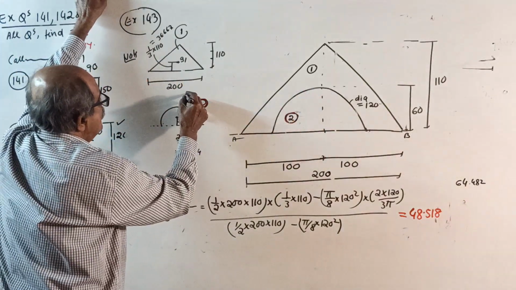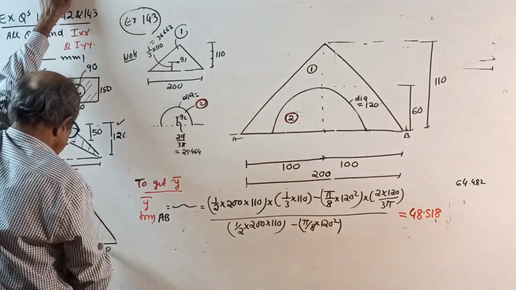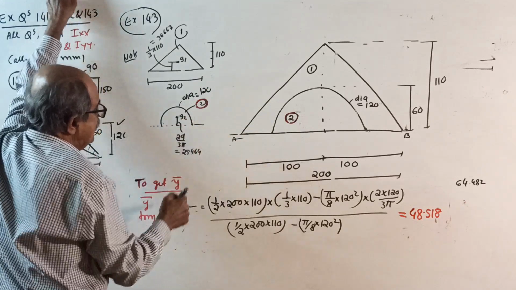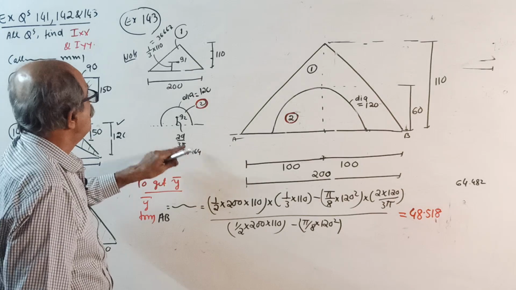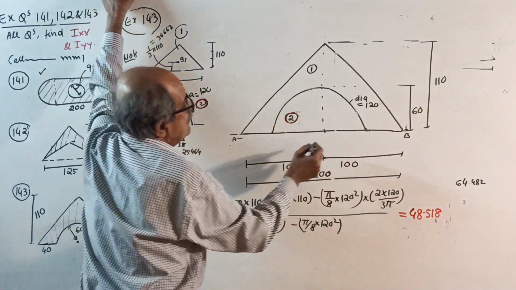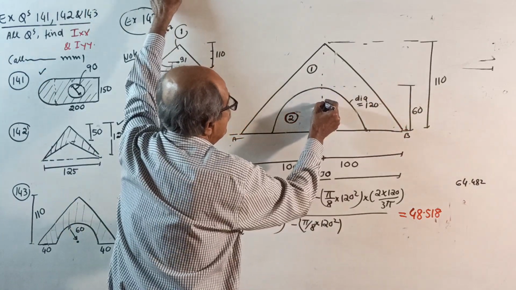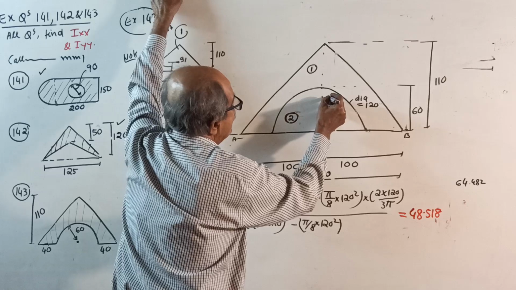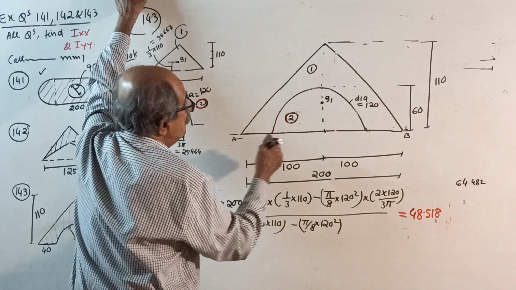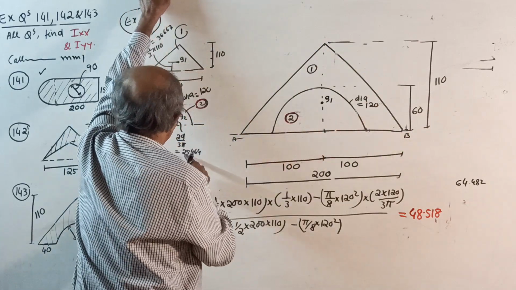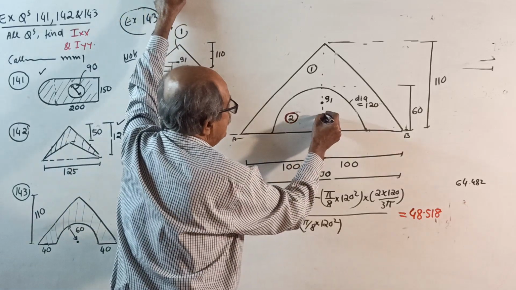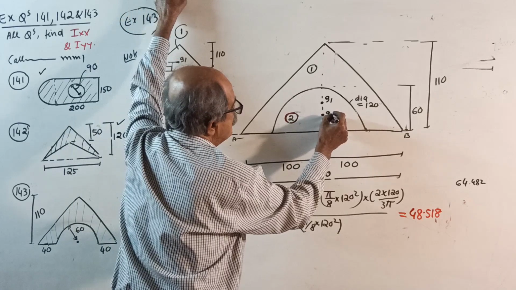A semicircle of dia equal to radius 60 means diameter 120. Its centroid is 2d by 3 pi. It comes to 25 point something. So your G1 is, see, 36 point something. This is 60. See here. This is your G1, centroid for the full isosceles triangle. G2 is little below. How much? 36 here. This is 25. See, little below. This is your G2.